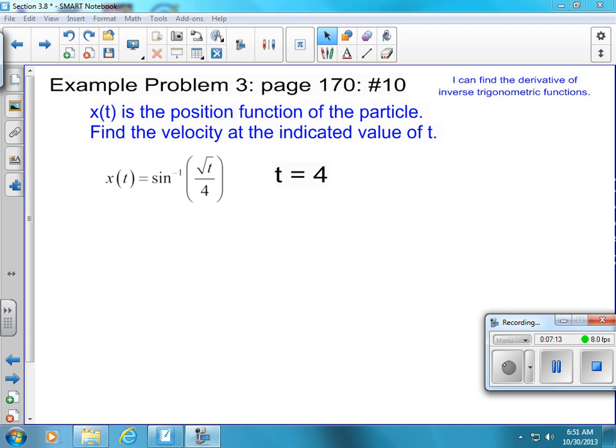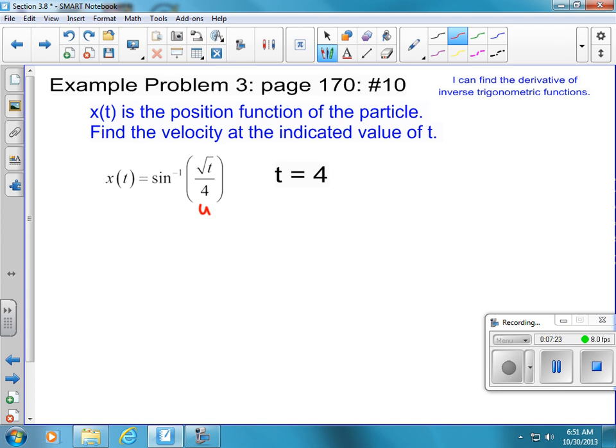Okay, so this is an inverse sine function. We want to find the velocity function and then plug in 4 for t, and we're done. So we know that u is the angle in the inverse sine. Let me rewrite this. u is 1/4 t to the 1/2.